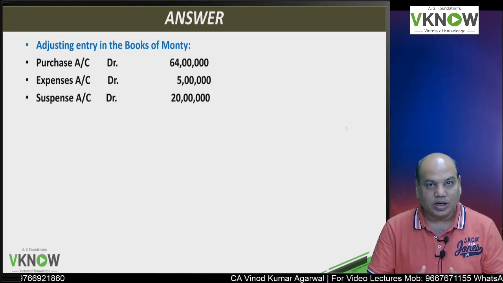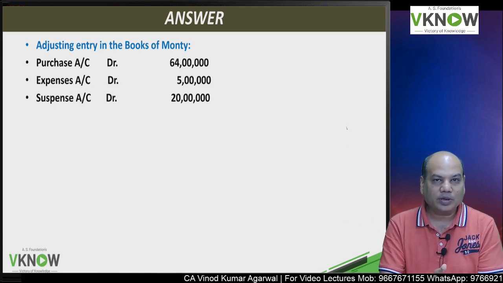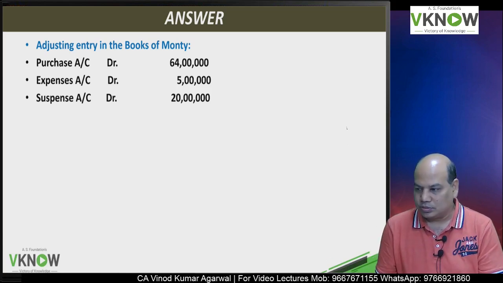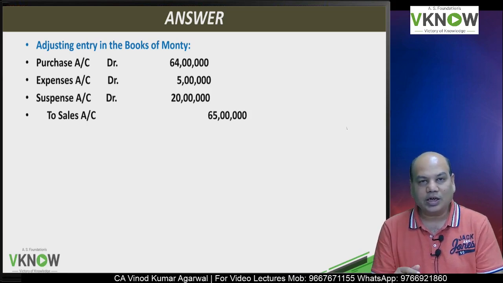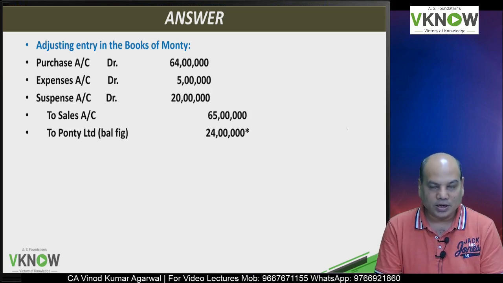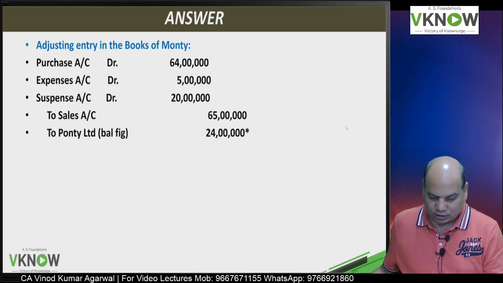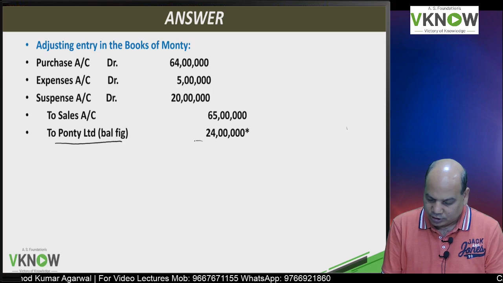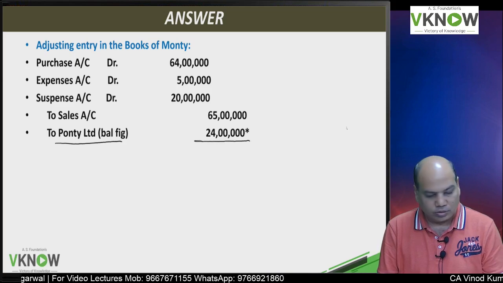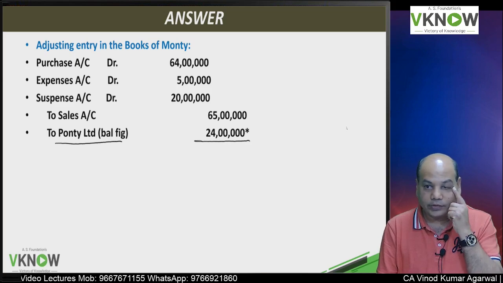We are going to eliminate the suspense account. The suspense account has a credit balance of 20. Now you debit it. If you debit suspense account 20, suspense account will close. And then you record sale relating to joint venture, sale 65 lakh, and the balancing figure is amount payable to Monty Limited, 24 lakh. The net amount payable to Monty Limited is 24 lakhs, right?